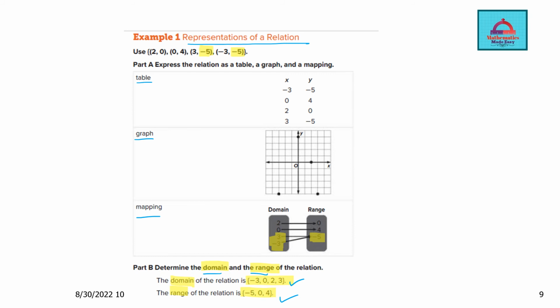For the table, again, for x values, you start in ascending order. So -3 goes to -5, 0 goes to 4, 2 goes to 0, and 3 goes to -5. So you can complete the table by drawing the rows and columns like this, and then completing the table. Then graph is only the points. So the 4 points you draw in the graph. So this is how the graph will look. Then mapping means you draw the diagram. And here if you see in the range there is -5 which is repeated, so 3 and -3 both will go to -5. So this is how you complete the question.